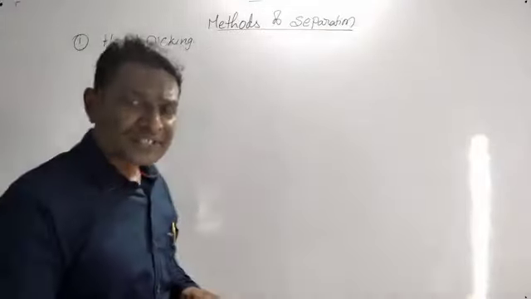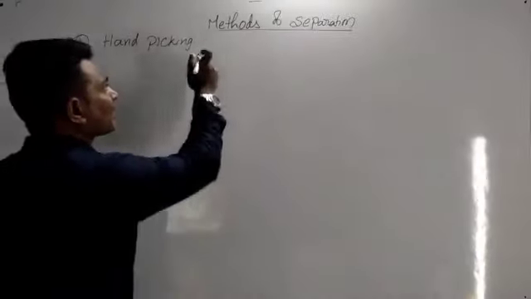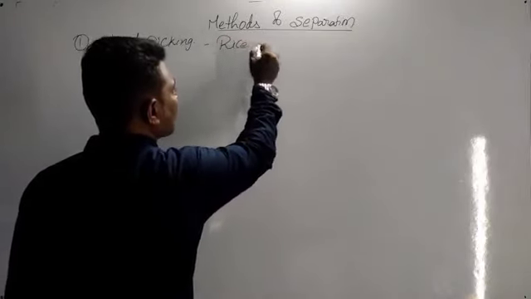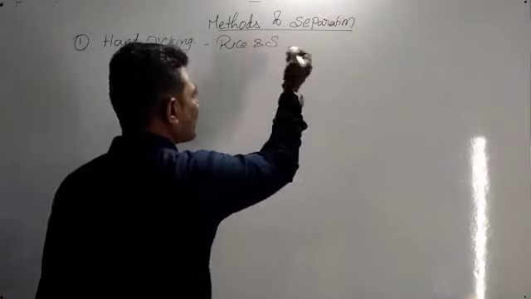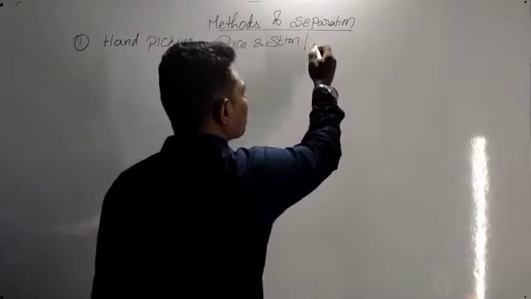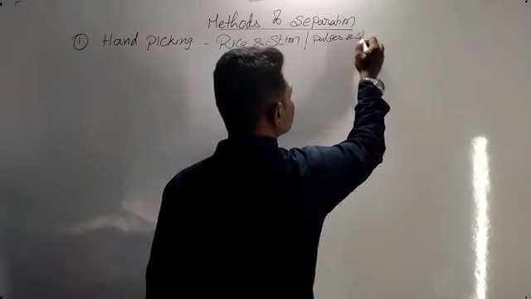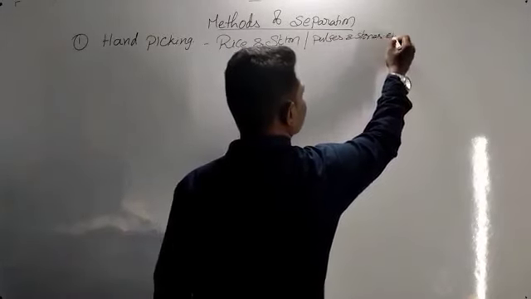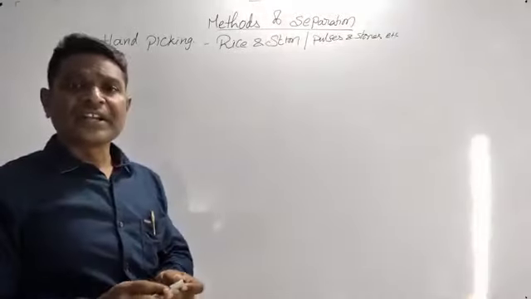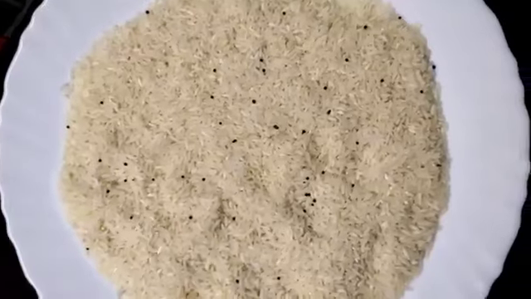Can you give some examples for hand picking? They may be rice and sand, or rice and stone, or pulses and stones, etc. So there are different methods. Shall we see a small video?